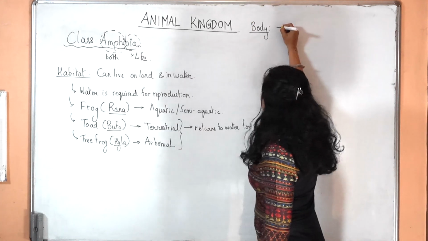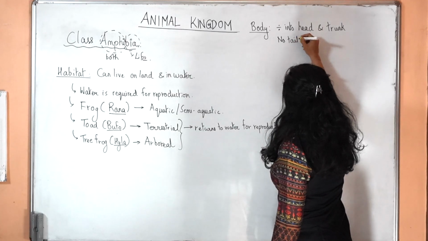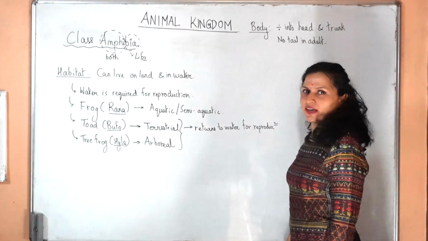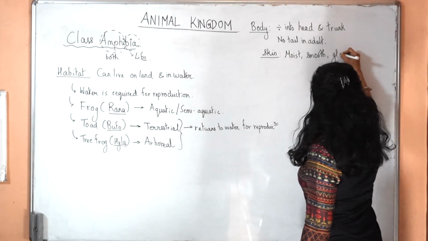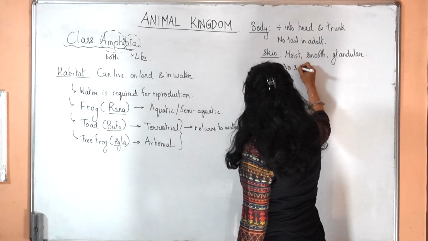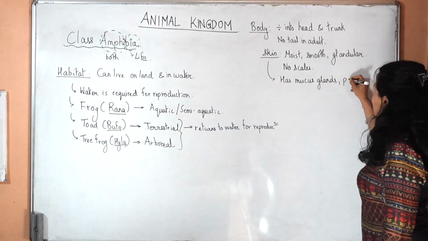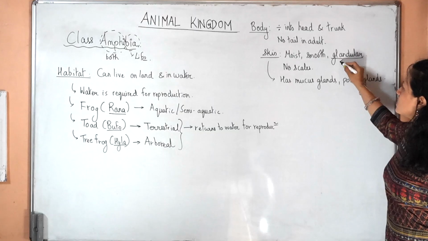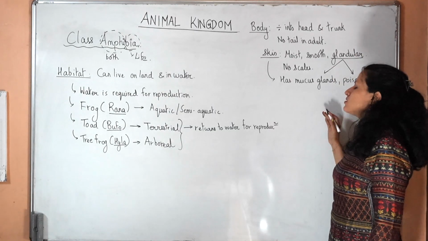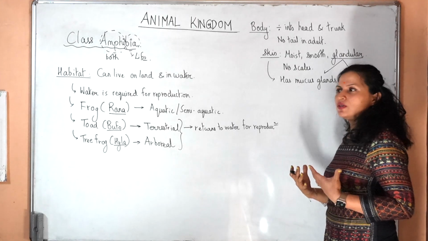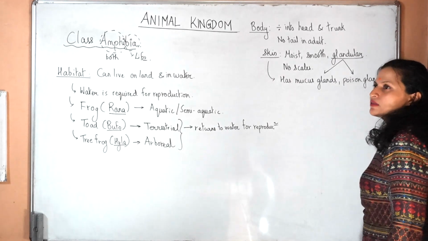Their body is divisible into head and trunk. No tail in adults. Its larval stage has a tail, the postanal tail. The skin is moist, smooth and glandular. There are no scales. The skin has mucus glands and even poison glands. It's glandular because of the presence of mucus glands and poison glands. The mucus glands will secrete a lot of mucus and keep the skin moist and smooth, and the poison glands will secrete poison as well.